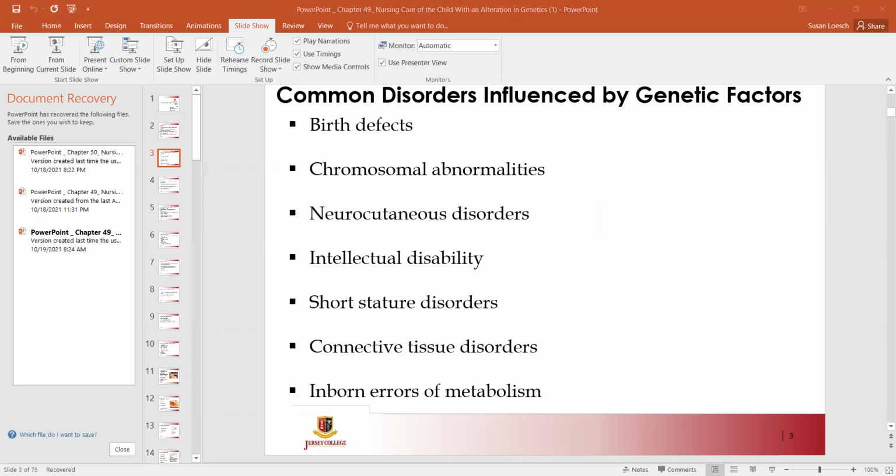So when we talk about genetics, we're talking about the study of heredity, its transmission, and characteristics or variations. As the nurse, you'll come across potential or actual alterations in genetics in multiple clients, and you have to be able to detect problems right away and intervene in order to prevent complications.